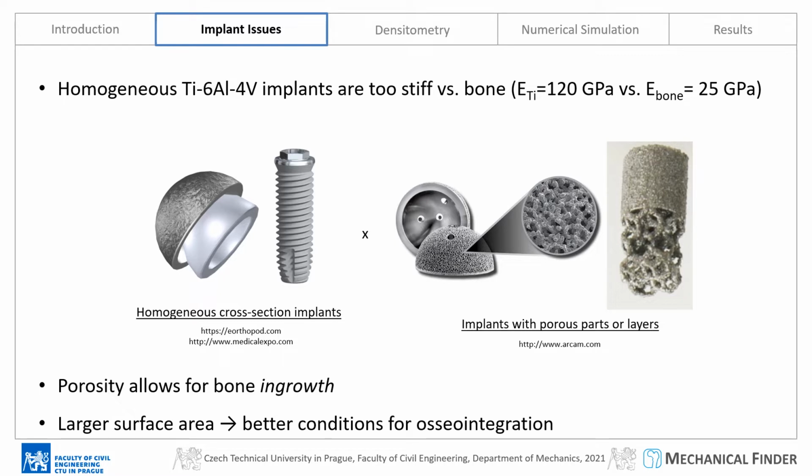Another great benefit of the structure is that porosity also allows for bone ingrowth, so the bone trabeculae can grow inside the body of the implant and create an interlocking mechanism that prevents primary loss of stability and also provides a larger surface area for better osseointegration.